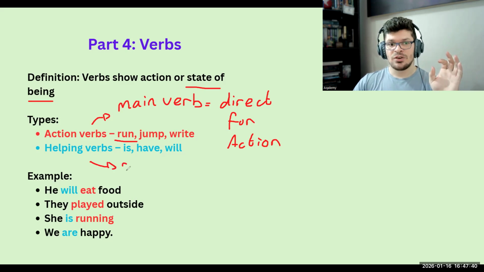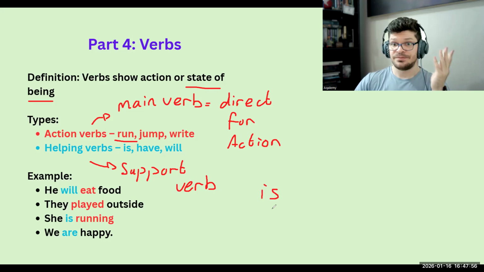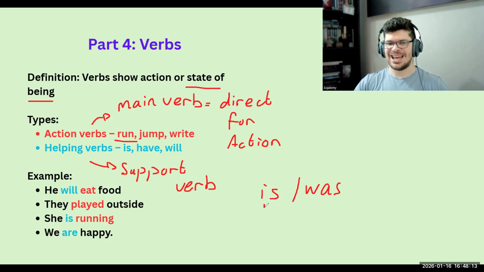Helping verbs, so we use this word, support verb. Now, a support verb helps us understand the main verb, or a support verb tells us state. If I say do action "is," you can't. This is not direct understanding for action verb. If I say please do "was," you can't. We understand was is past tense, and that is your state, your situation. And "is" tells us now. But you can't do this action as direct understanding.